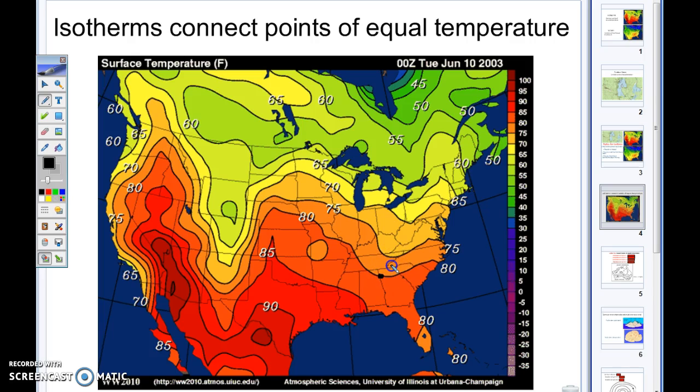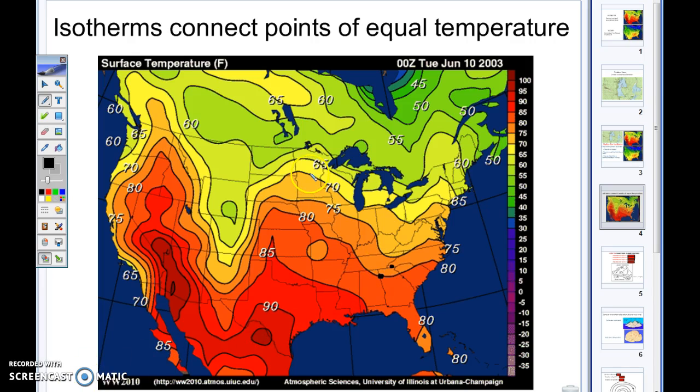A location in between the two isotherms is between 80 and 75, so I can estimate that it might be around 70. I'm sorry, not 70, in between 75 and 80. So in between 75 and 80, you have 76, 77, 78, 79, and then this line would be 80. So it's somewhere in between 75 and 80. If you said 76, 77, or 78, that would be a correct value for in between these two isotherms.